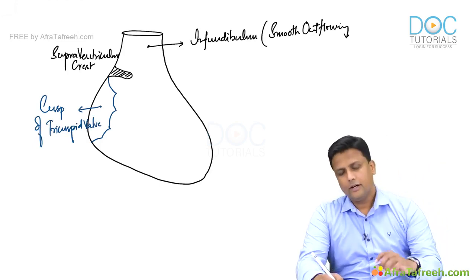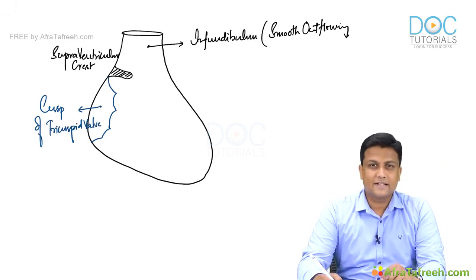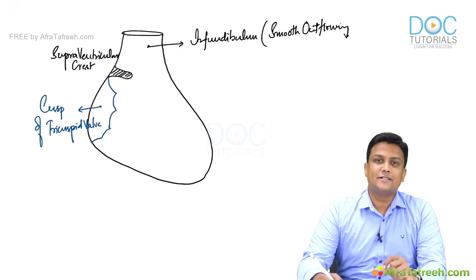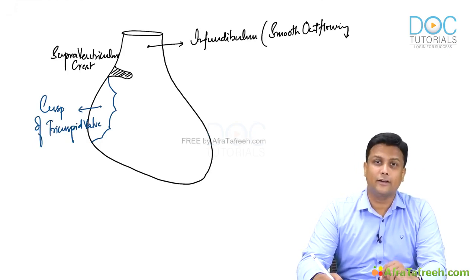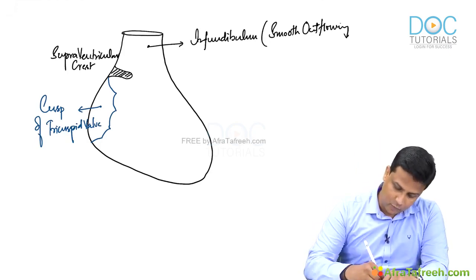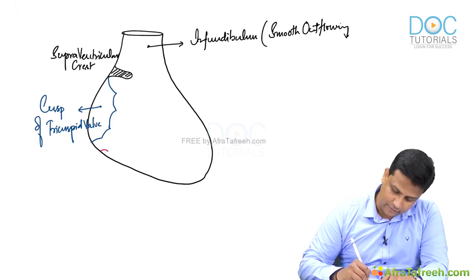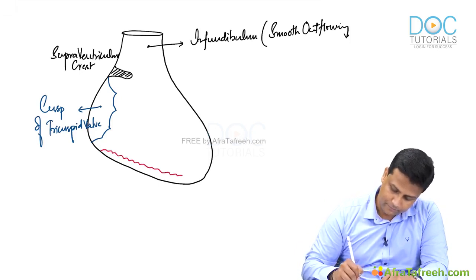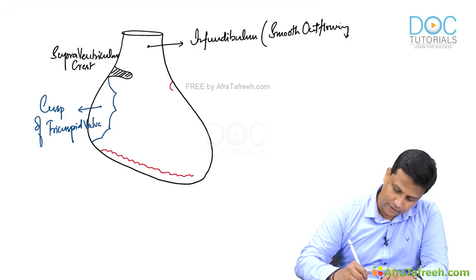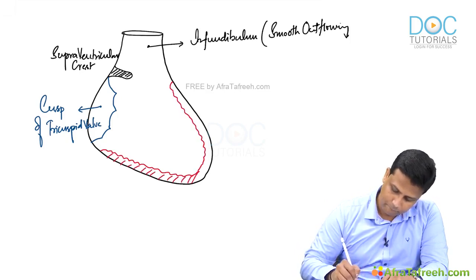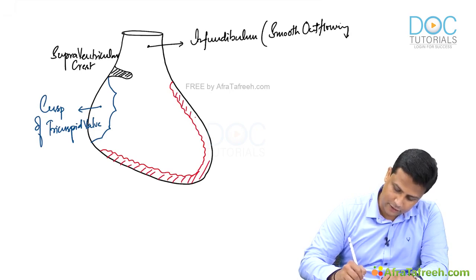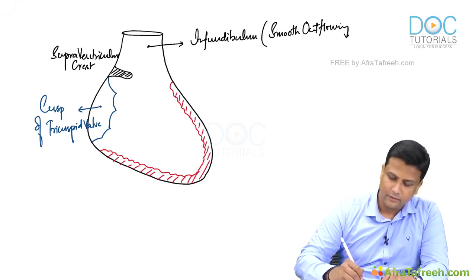Fine. Now what about the muscles? What about the muscles inside the ventricle? Those muscles inside the ventricle will be trabeculae carneae muscles. And once you open that, somewhere here you will be able to find the trabeculae carneae muscles. The elevated muscles are actually known as the ridges here, sir.